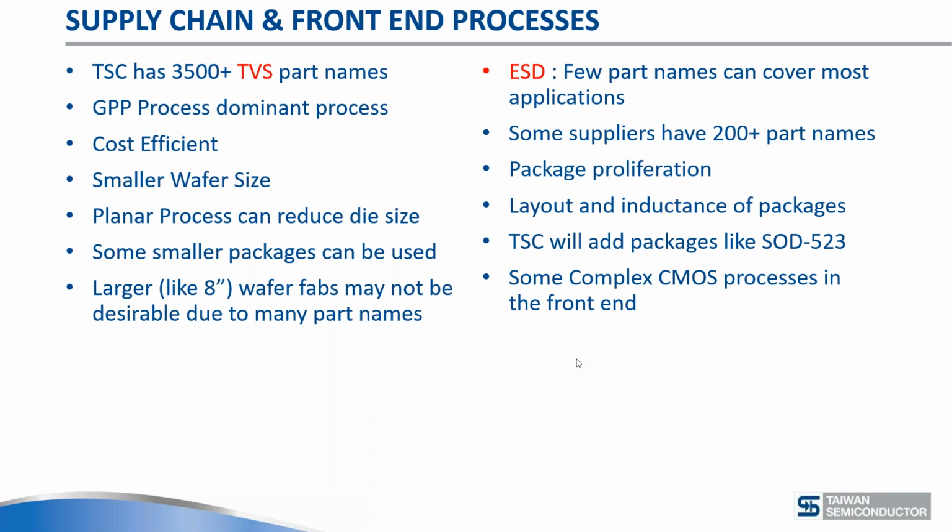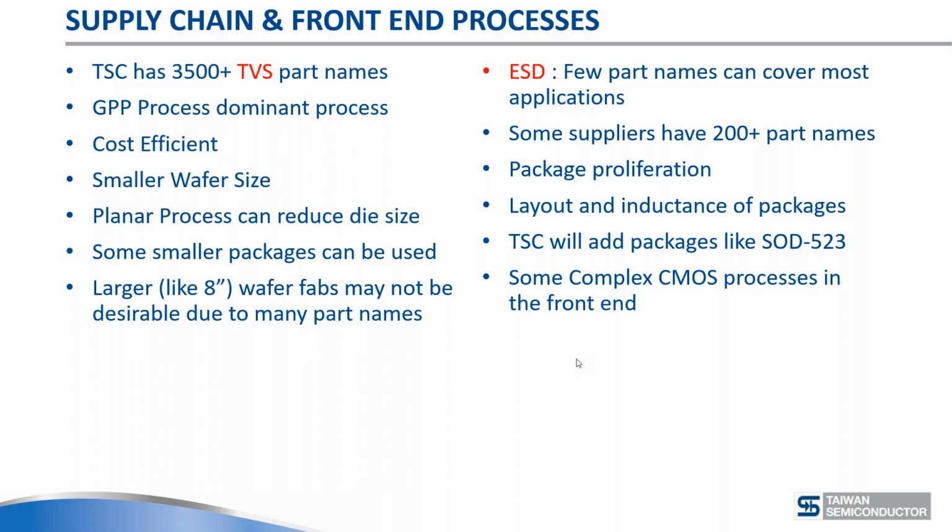Bigger wafer sizes may not be an advantage in the supply chain and on lead times, especially on the odd voltages, maybe not 5 volts, but maybe 51 or 93 volts or something like that. That is definitely not an advantage. Part names can be covered with most applications. Some suppliers have lots of part names, but I think that's mainly because of package proliferation. You may not need that type of packages.